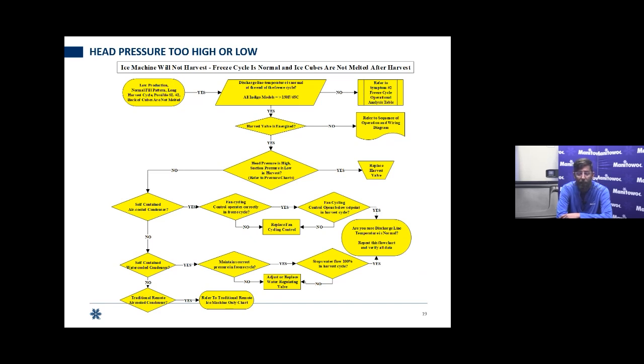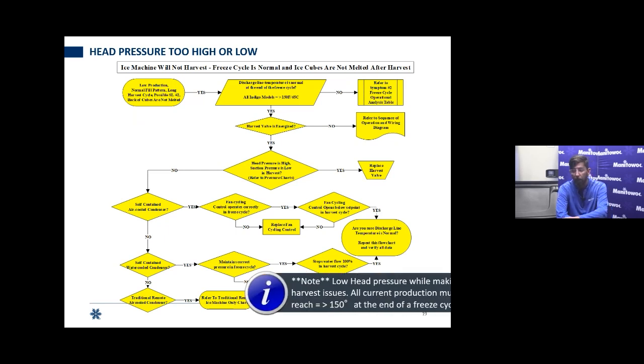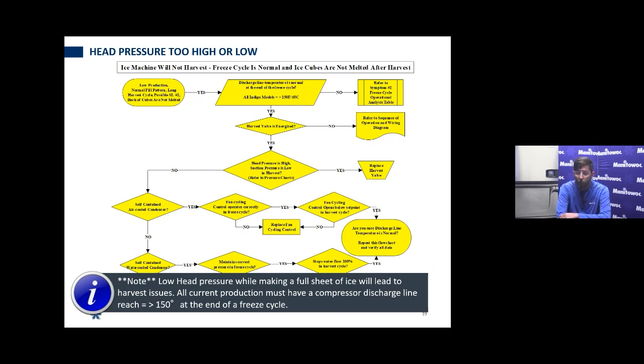Well, first question we're going to ask you, is discharge line temperature normal? On current production, on almost every piece of equipment I've ever troubleshot for this company, normal is going to be greater than 150 degrees. You need to be at 150 degrees or more at the end of your freeze cycle. If not, you're going to have issues with having enough heat to harvest. Low head pressure while making a full sheet of ice in a normal amount of time will lead to a lack of heat, and it will lead to harvest problems. If you were running so cold that there was no heat, no matter that harvest valve opening or not, keep in mind on there, we can utilize head pressure in the harvest sequence as well.